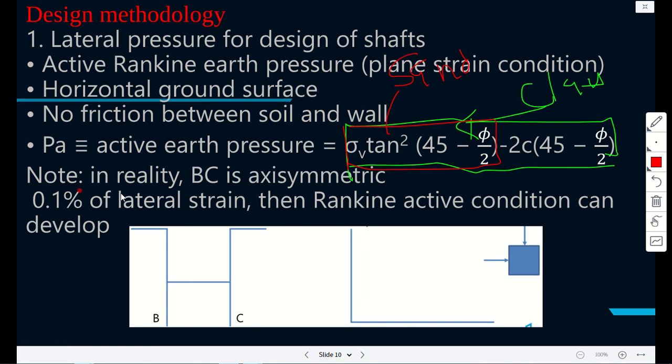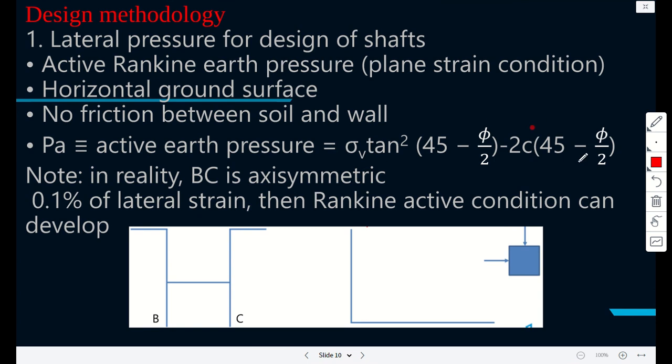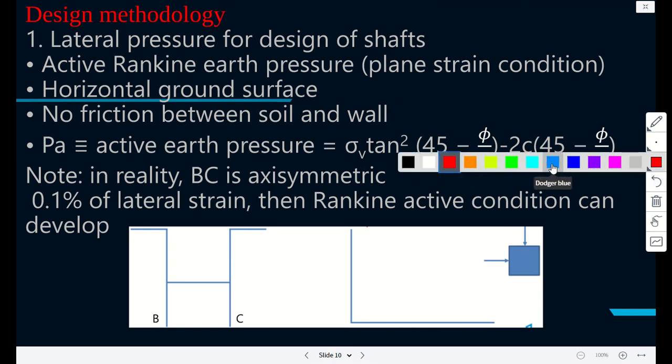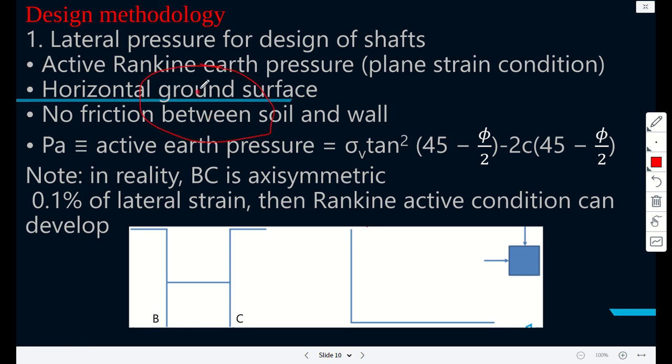Very good. In reality, we are talking about an axisymmetric shape, which means something like a circle, where any line of symmetry you take passes through the center and divides it into half. That's what we call axisymmetry. Then we are saying that if the lateral strain can go up to 0.1%, then we can say that the Rankine active condition can develop.